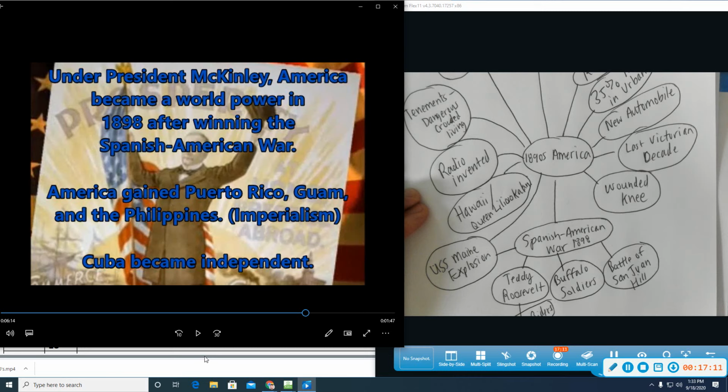I wouldn't be surprised if during your lifetime that Puerto Rico becomes the 51st state. If that's what they want, they have to vote for it. Maybe they don't want to be. Who knows? Okay?